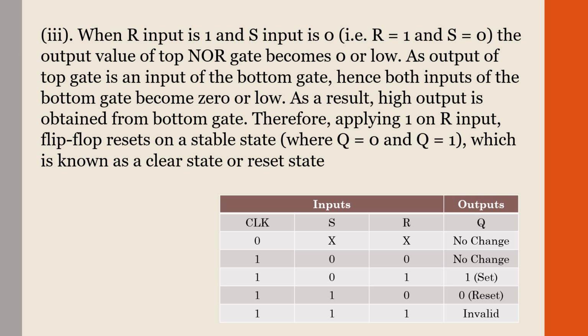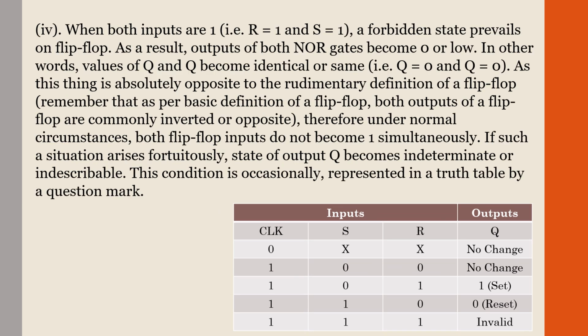Therefore, applying 1 on R input, the flip-flop resets to a stable state, which is known as the clear or reset state. When both inputs are 1, a forbidden state prevails on the flip-flop. As a result, outputs of both NOR gates become 0 or low. In other words, values of Q and Q prime become identical or the same. This is absolutely opposite to the rudimentary definition of a flip-flop.